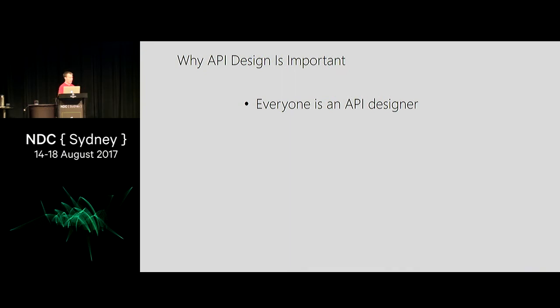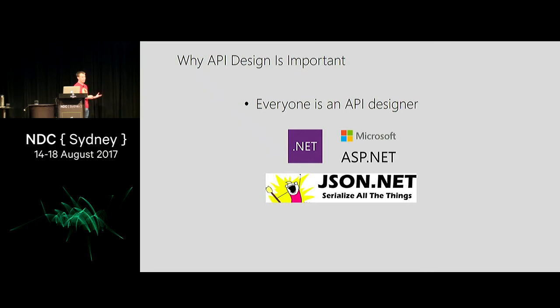So API design is also important because everyone is an API designer. So obviously the team at Microsoft at the .NET framework, when they're designing the base class library, they're API designers. The ASP.NET team, when they're designing ASP.NET Core, they're API designers. When I'm designing JSON.NET, I'm an API designer. But every developer is creating code that other developers are consuming or that they're using, but they're using it in multiple places. They're reusing it. So it's important to put thought into this.